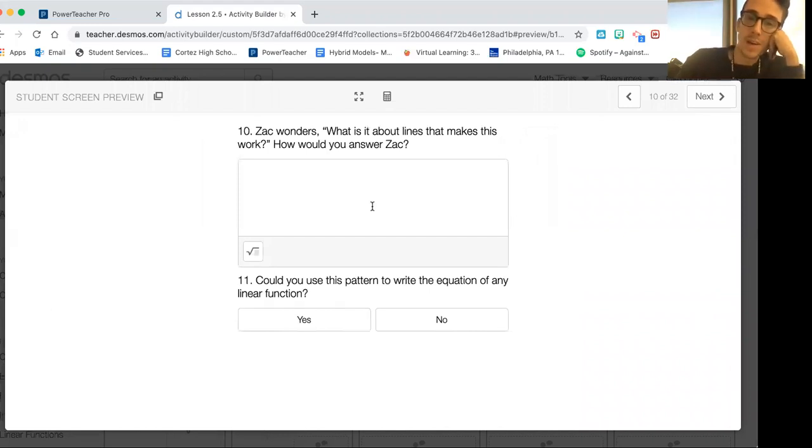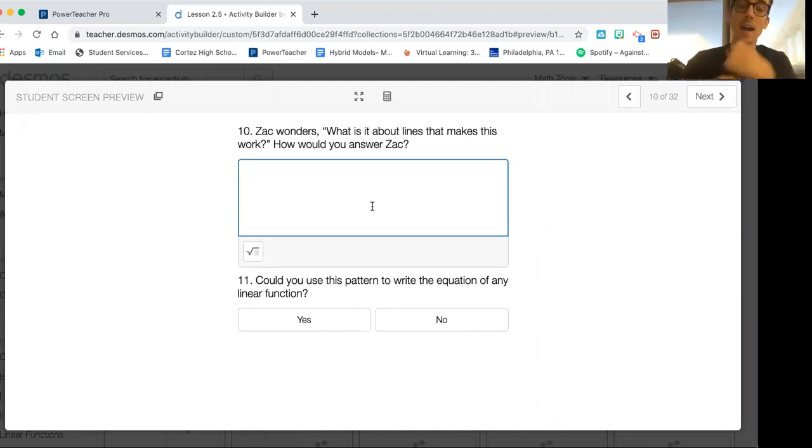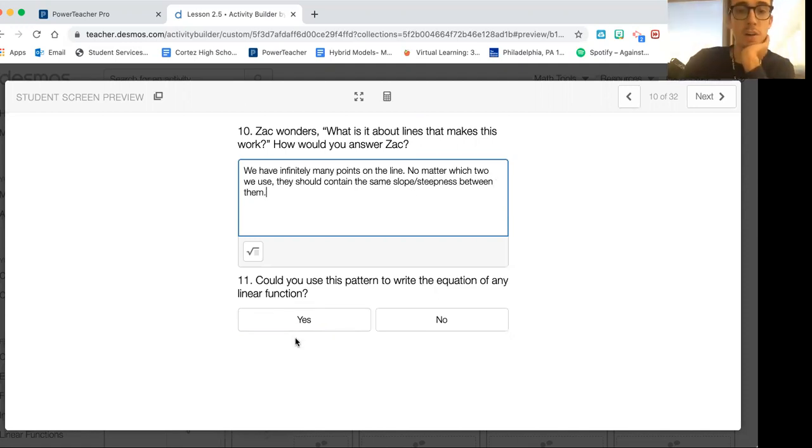Zach wonders, what is it about lines that make this work? How would you answer, Zach? We have infinitely many points on the line. No matter which 2 we use, they should contain the same slope, or steepness, between them.